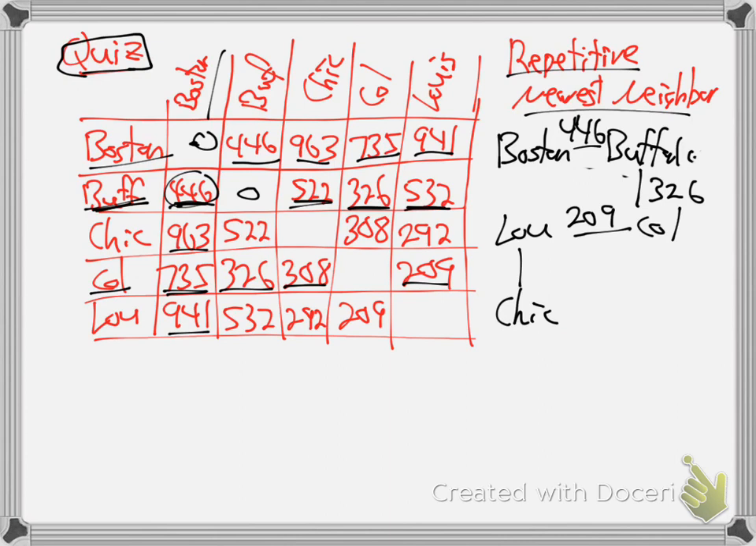So look at Louisville to Chicago. There it is. Or you could do it in the other place. Chicago to Louisville. Right? Either one of those. 292, right? From Louisville to Chicago. 292. So there is the nearest neighbor trip starting at Boston.